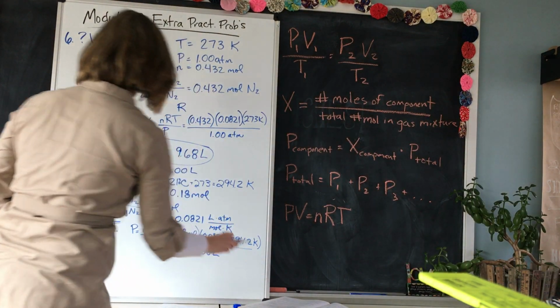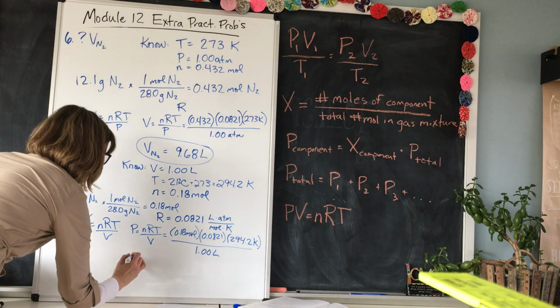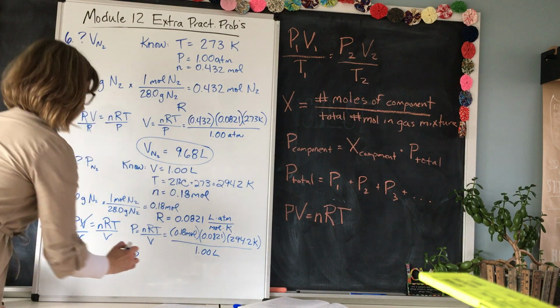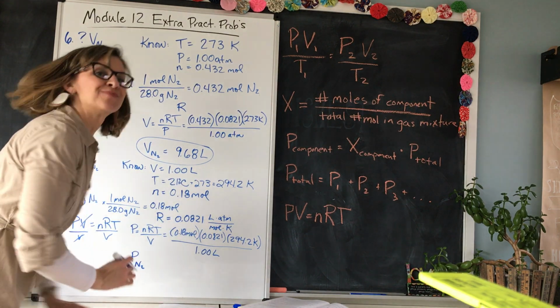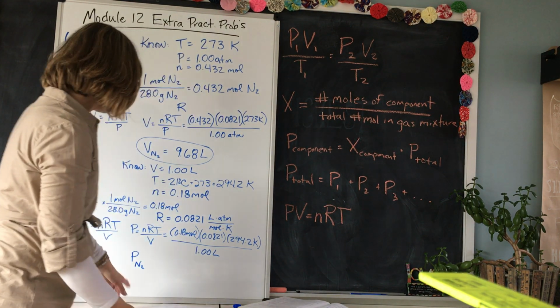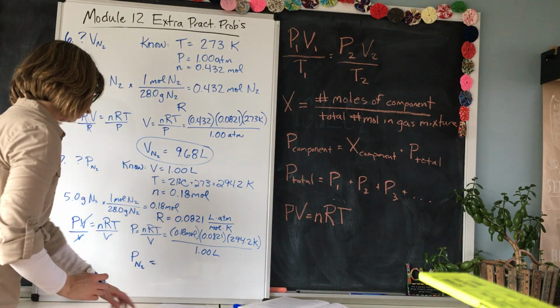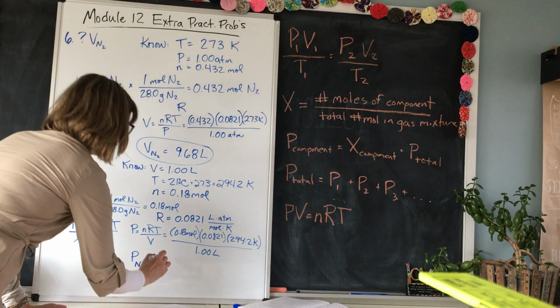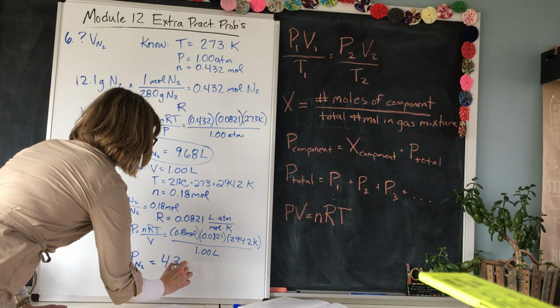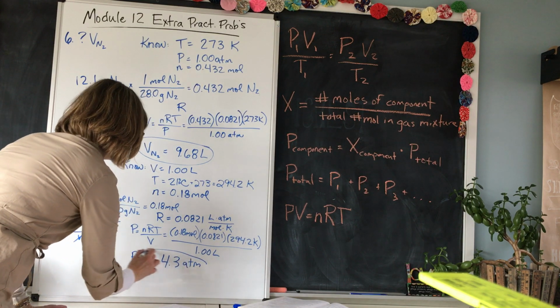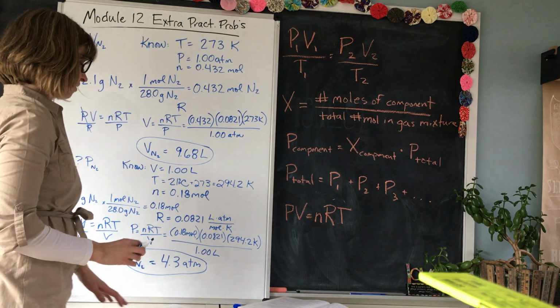Okay? All right. So if we plug all those in, the pressure of the nitrogen gas will be 4.3 atmospheres. And that's how you solve for number 7.